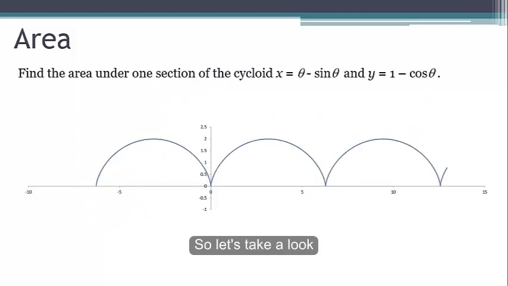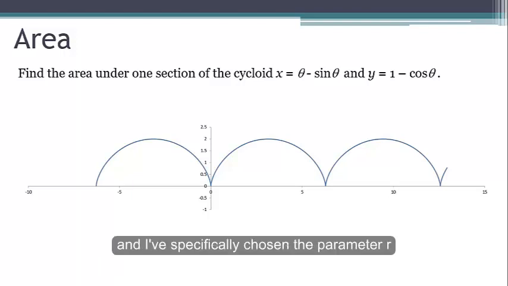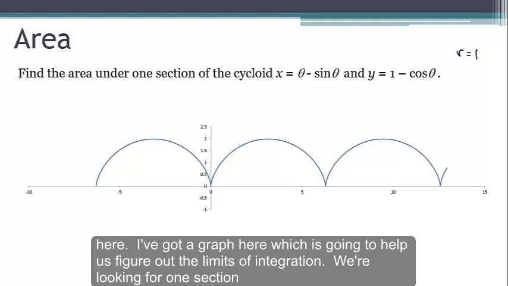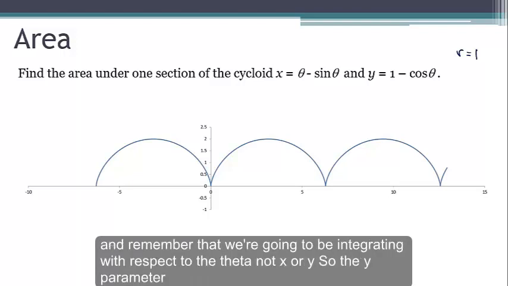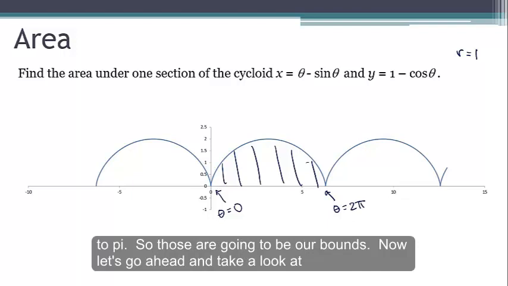All right, so let's take a look at another example here. This is one of our go-to curves. It's a cycloid, and I've specifically chosen the parameter r to be 1, so we're looking at a specific one here. I've got a graph here, which is going to help us figure out the limits of integration. We're looking for one section, and remember that we're going to be integrating with respect to theta, not x or y. The y parameter here will be 0 when theta equals 0, and again here, when theta equals 2 pi. So those are going to be our bounds.